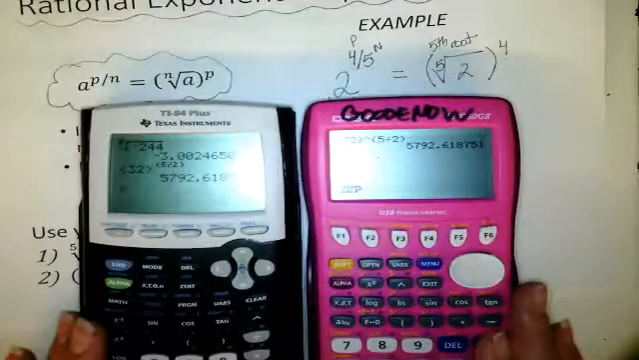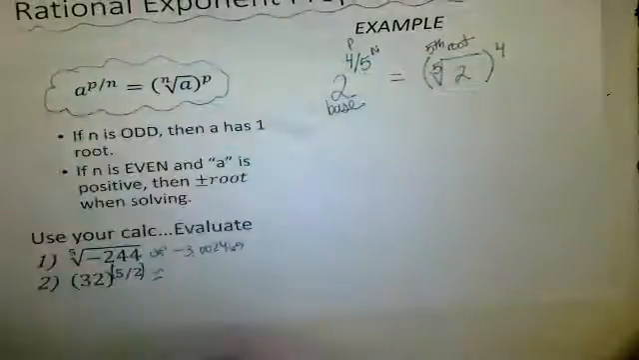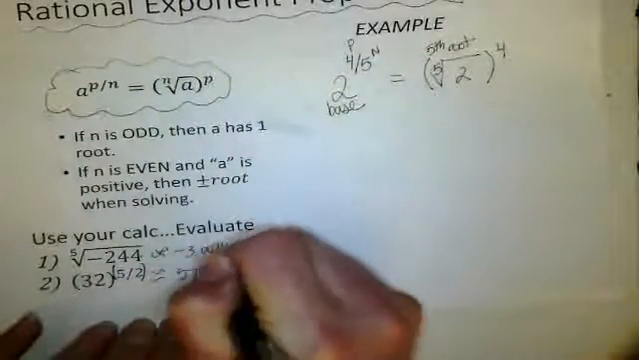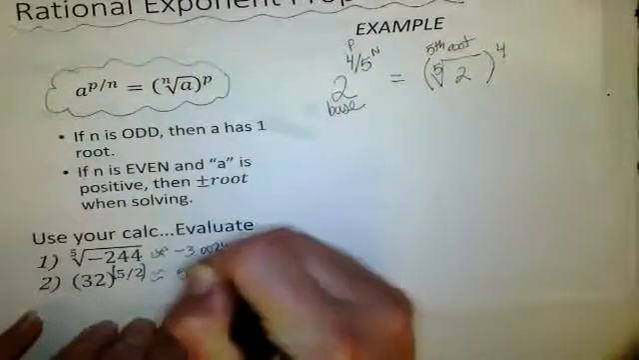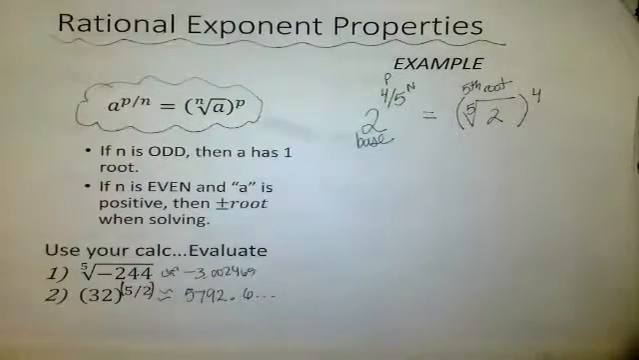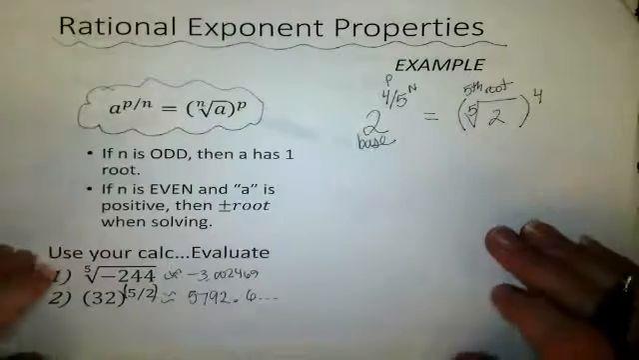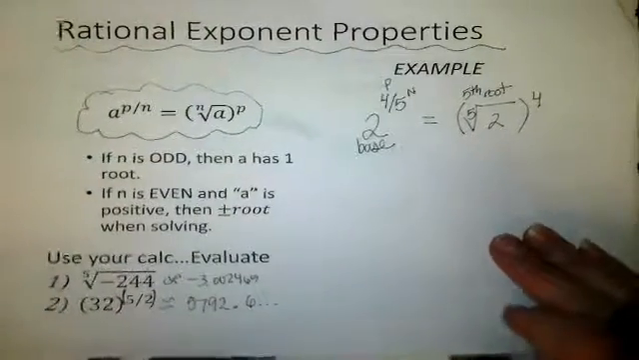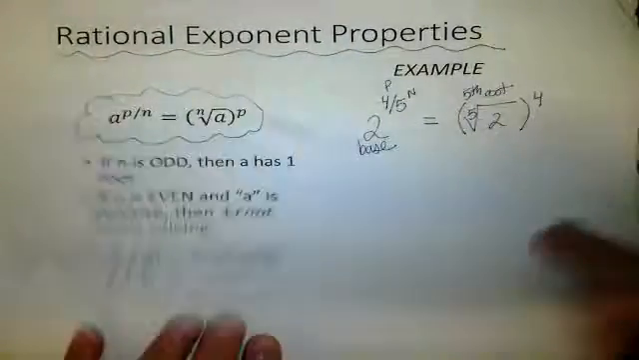So 5792.6 for both of those. On and on and on. Crazy numbers, right? Okay. So you can use your calculator. It's important to know how to do that. Any questions on that so far? We'll do some more. So here we go.